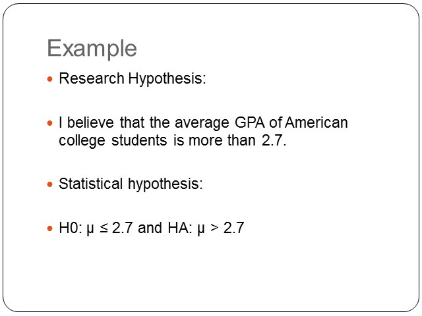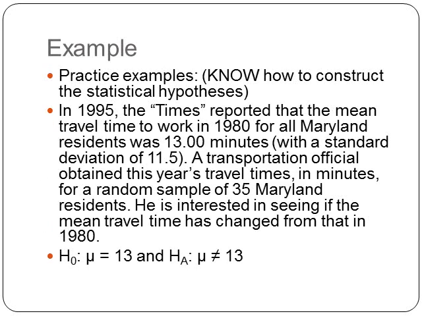For example, I believe the average GPA of American college students is more than 2.7. That's my research statement. I can create hypotheses from this. The null would be that mu is less than or equal to 2.7. And my alternative related to my research question is that mu is greater than 2.7. So I'll just use this as an example to talk about the null and alternative.